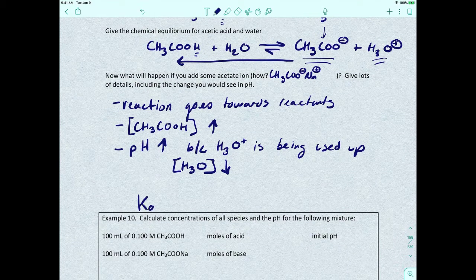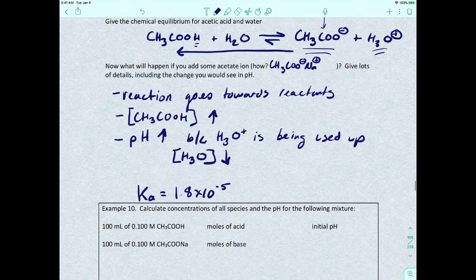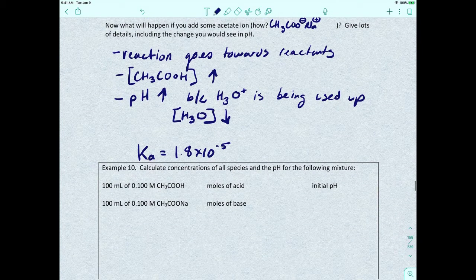Now I'm going to make a note here because we've got a problem coming up: the Ka for acetic acid is 1.8 times 10 to the minus fifth, because we're going to need that number. So here's our problem. Calculate concentrations of all species and pH for the following mixture. You've got 100 milliliters of 0.1 molar acetic acid.